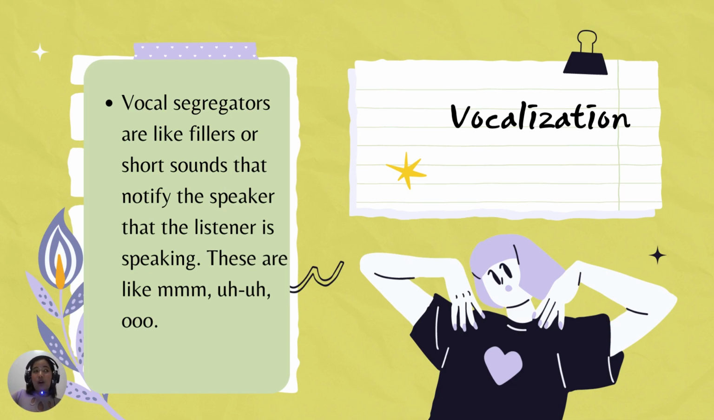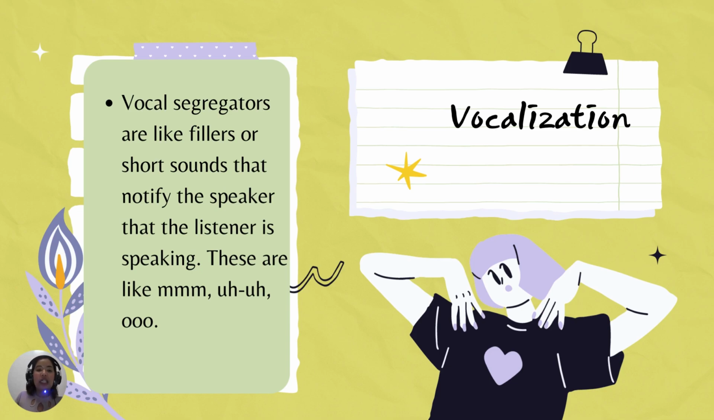Segregators are like fillers that we put in to notify the speaker that the listener is listening. Examples of that are "the" and "oo". These fillers are sometimes not good for others when we present in a speaking situation, like when we answer in a Q&A in a beauty pageant.